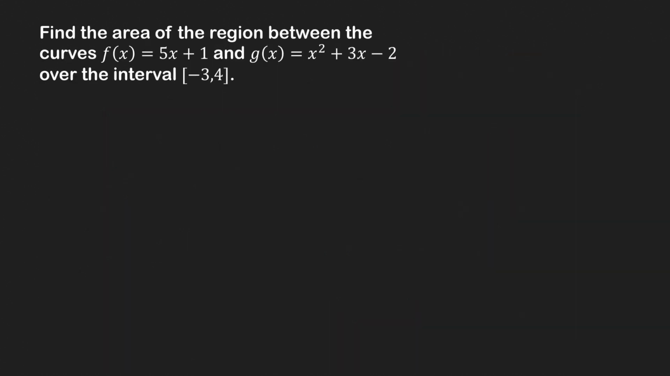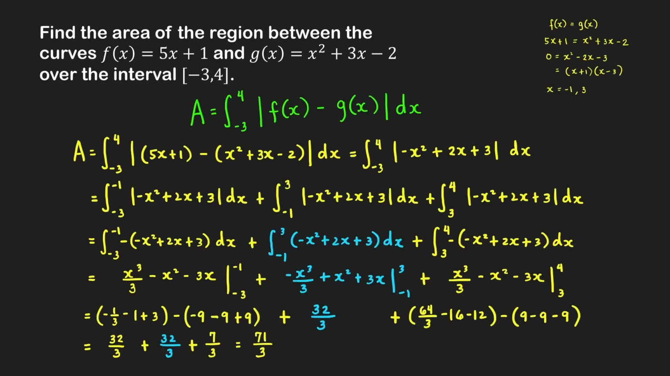Let's have one more problem. Let's find the area of the region or regions between the curves f of x equal to 5x plus 1 and g of x equal to x² plus 3x minus 2 over the closed interval -3 to 4. So suppose we don't know the graphs of f and g, and we want to find the area of the region or regions between these two curves over the closed interval -3 to 4. So how do we find the area? It is equal to the definite integral of the absolute value of f of x minus g of x dx on this closed interval. So the limits of integration will be -3 and +4.